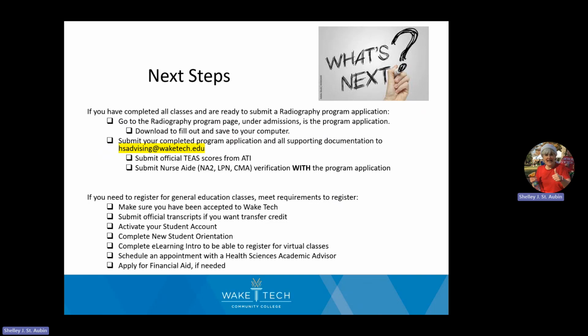If you're not ready to apply, and you're ready to register for some of those general education courses, make sure you've been accepted to Wake Tech. Make sure your official transcripts are here if you want any transfer credit. You want to activate your student account and complete the new student orientation. You want to log into Blackboard and complete the e-learning intro if you're planning to register for any virtual classes. You want to apply for financial aid if needed, and you want to schedule an appointment with a health sciences academic advisor.